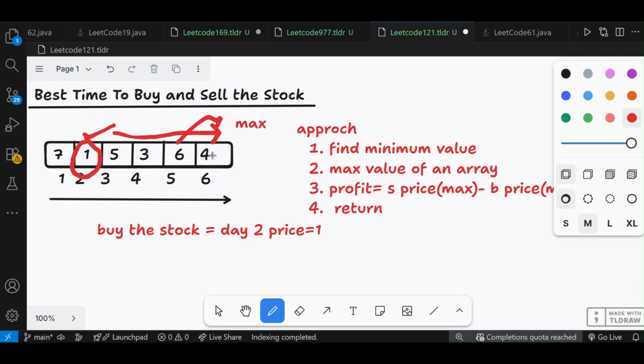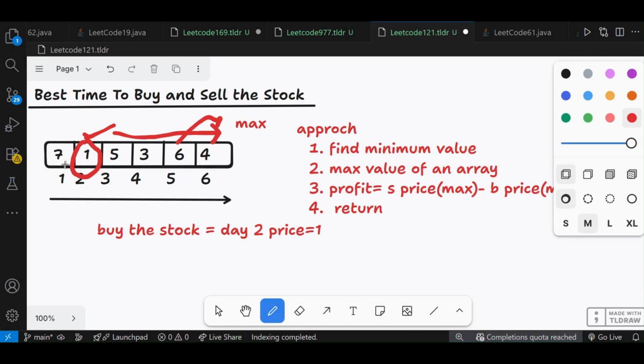Note that after 6, the 4 is not bigger than 6. That's why on day 5, I found that my stock price is 6, and that's why I sell my stock. Why is 7 not the maximum element in this array? Why do we not sell on the first day? Because the price of the first day is 7.